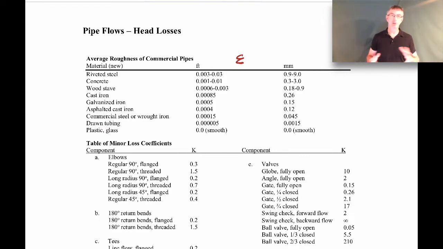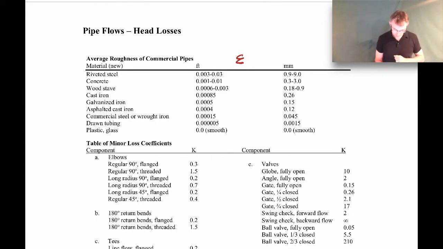And these are just ballpark values. You can see that some of these have quite a wide range. Concrete, for example, depends on how it's finished. Even galvanized iron, it gives a value here, but it depends on whether it's a new pipe or an old pipe. So these are just ballpark, back of the envelope kinds of numbers, just to get you in the right order of magnitude for your model predictions.